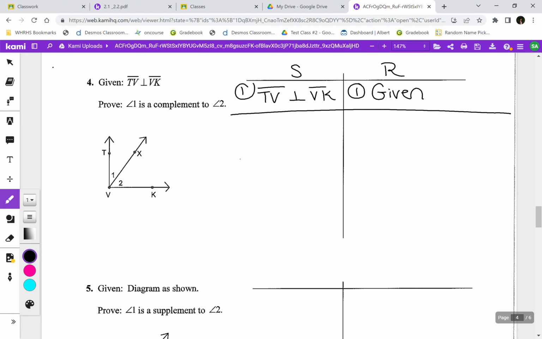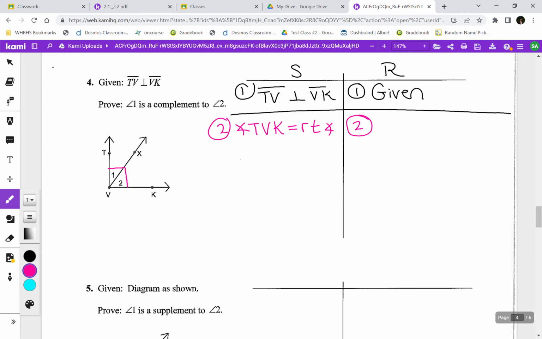Right, segment TV is perpendicular to segment VK. We got to go through our given, make conclusions, and mark our diagram. What conclusion can I make if segment TV is perpendicular to segment VK? Emily? Angle TVK is a right angle. Excellent. I'm marking my diagram. Do I need to write that down in my proof? Yes, because it didn't say TVK is a right angle. So we just marked that, so now we have to write it. So we're going to say angle TVK equals right angle.